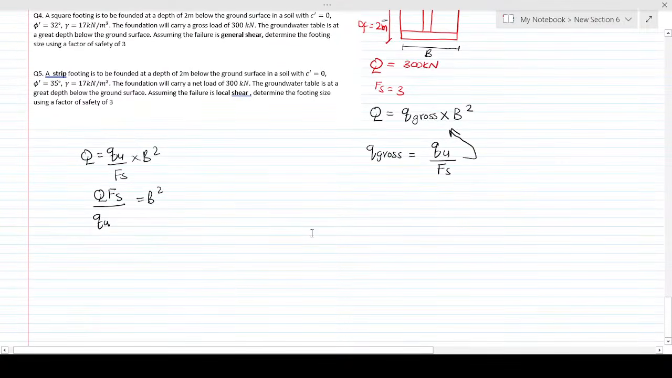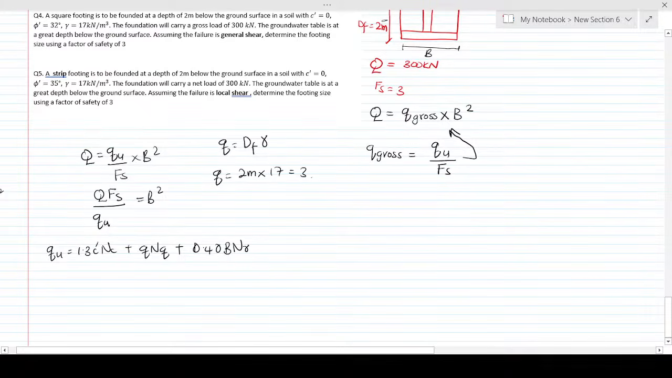It's a square foundation, so we need the formula, and it's general here. QU is equal to 1.3 C prime NC plus Q NQ plus 0.4 gamma B N gamma. So I need to find my Q, which is given by Df times gamma. Df is 2 meters, gamma is 17. That's going to be 34 kilonewton per meter squared.